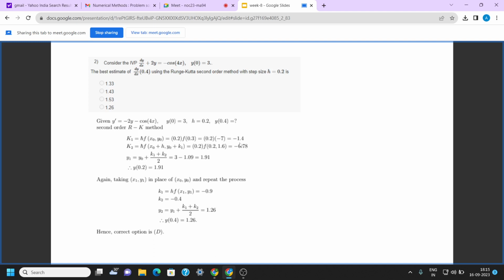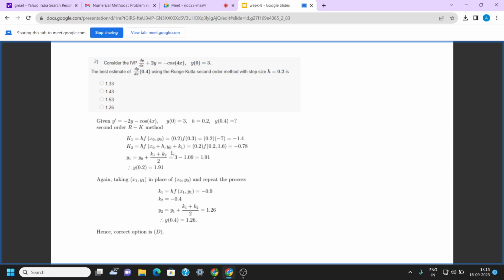Now once you have calculated k1, we will go to k2. How will you get k2? K2 is equals to what? H times f of x naught plus h comma y naught plus k1. The k1 that you have got in the previous step. Okay. So just substitute those values here.